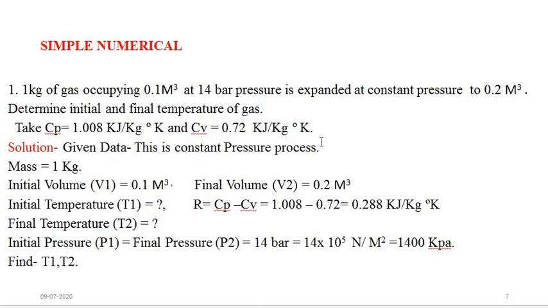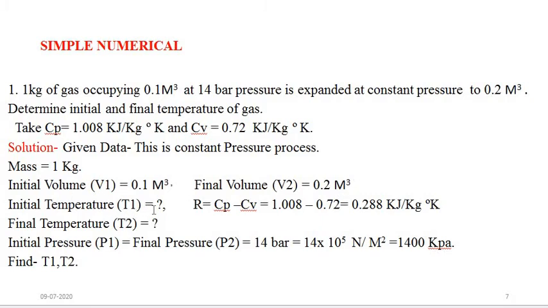Now this problem is of the constant pressure process, so we have to note in the given data this is a constant pressure ideal gas process. Then you have to find whether mass is given or not. So mass is equal to 1 kg, which is given in the problem. Now what is the initial volume V1? Yes, it is given, that is 0.1 meter cube. Final volume V2 is given, that is 0.2 meter cube.